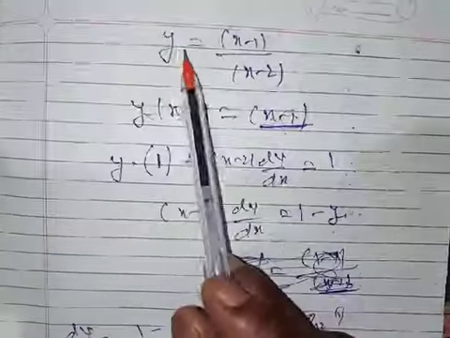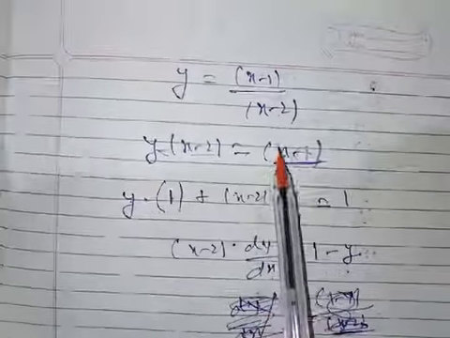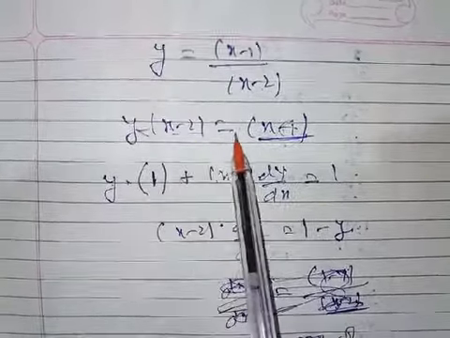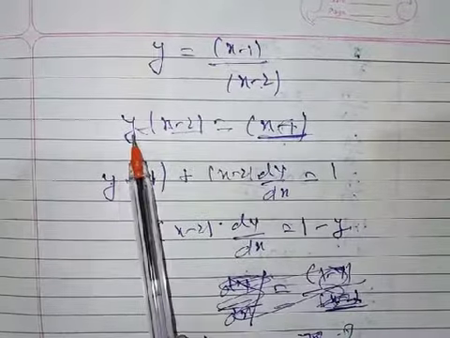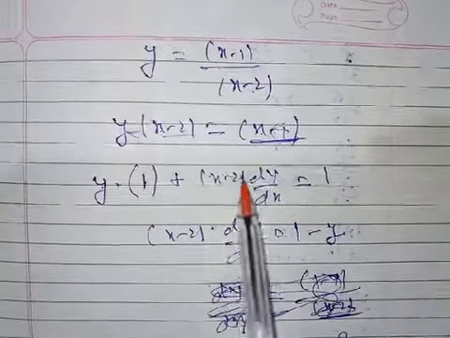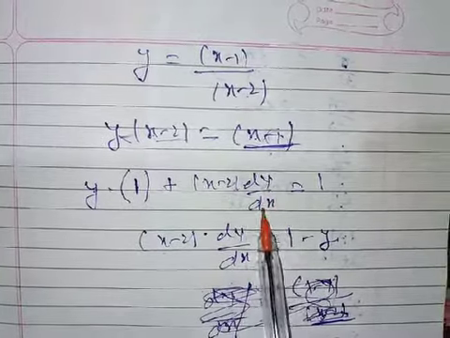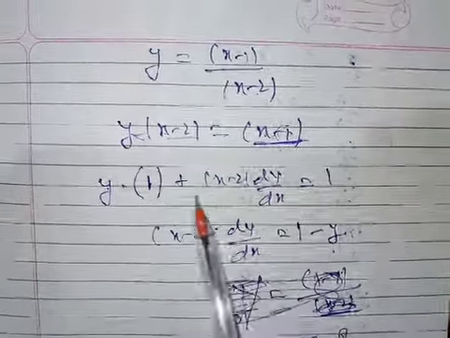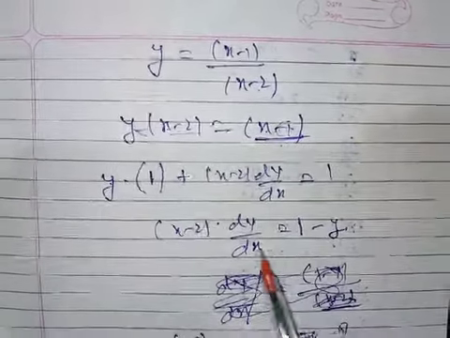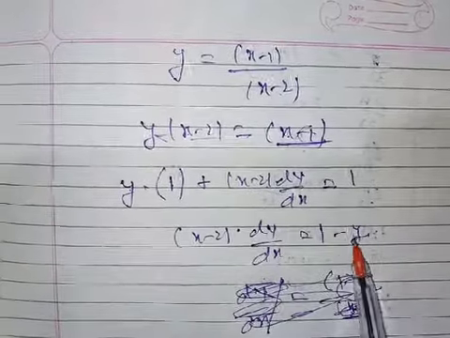Again, y is equal to x minus 1 upon x minus 2. If you take the derivative using multiplication, y times (x minus 2) is equal to x minus 1. Y is constant, the derivative of x minus 2 is 1, plus x minus 2 constant times dy by dx is equal to 1. So bring y to that side. So what will we get? 1 minus y, x minus 2 into dy by dx is equal to 1 minus y.